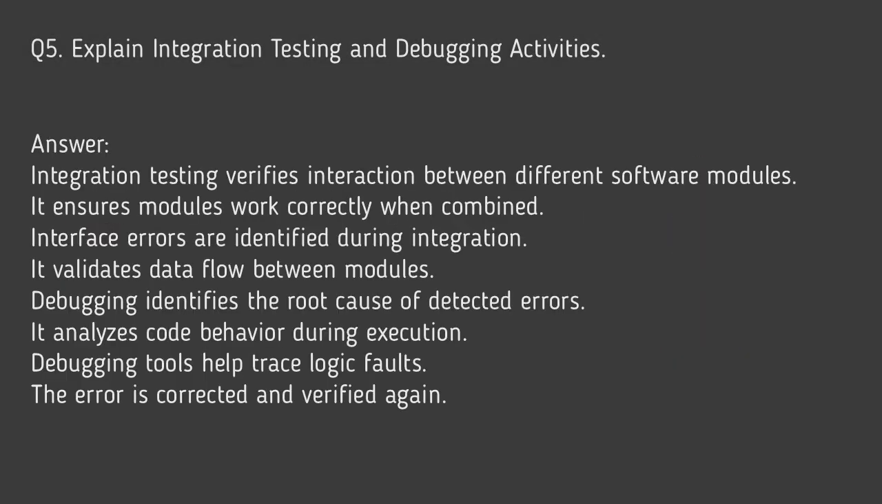Integration testing focuses on verifying how different software modules interact with each other. It ensures that interfaces and data flow between components work correctly. Debugging begins once errors are detected. It involves identifying the root cause, analyzing the program logic, and correcting the defect before testing again.